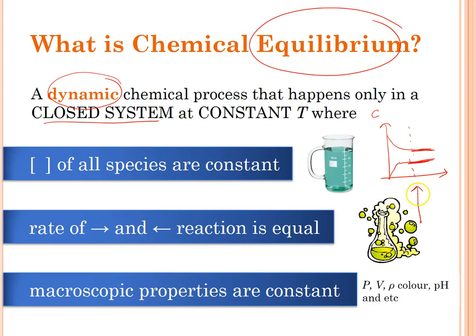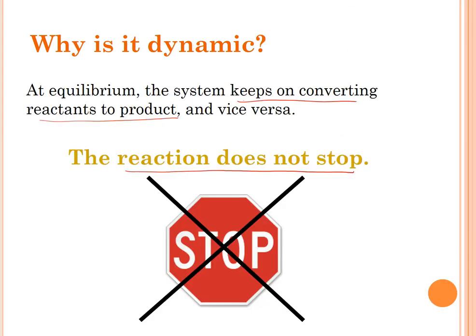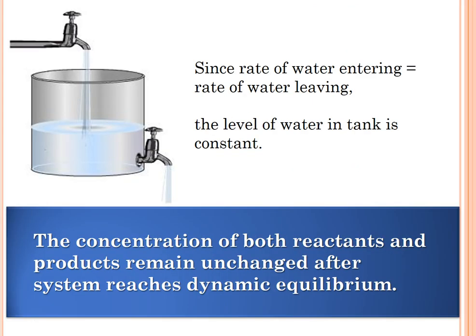As we have seen earlier, the rate of forward and rate of reverse reaction would meet when the system has reached equilibrium. And the macroscopic properties will become constant. Some examples of macroscopic properties are pressure, volume, density, color, pH. And all these properties would remain constant. Let me give you an example of an equilibrium system.